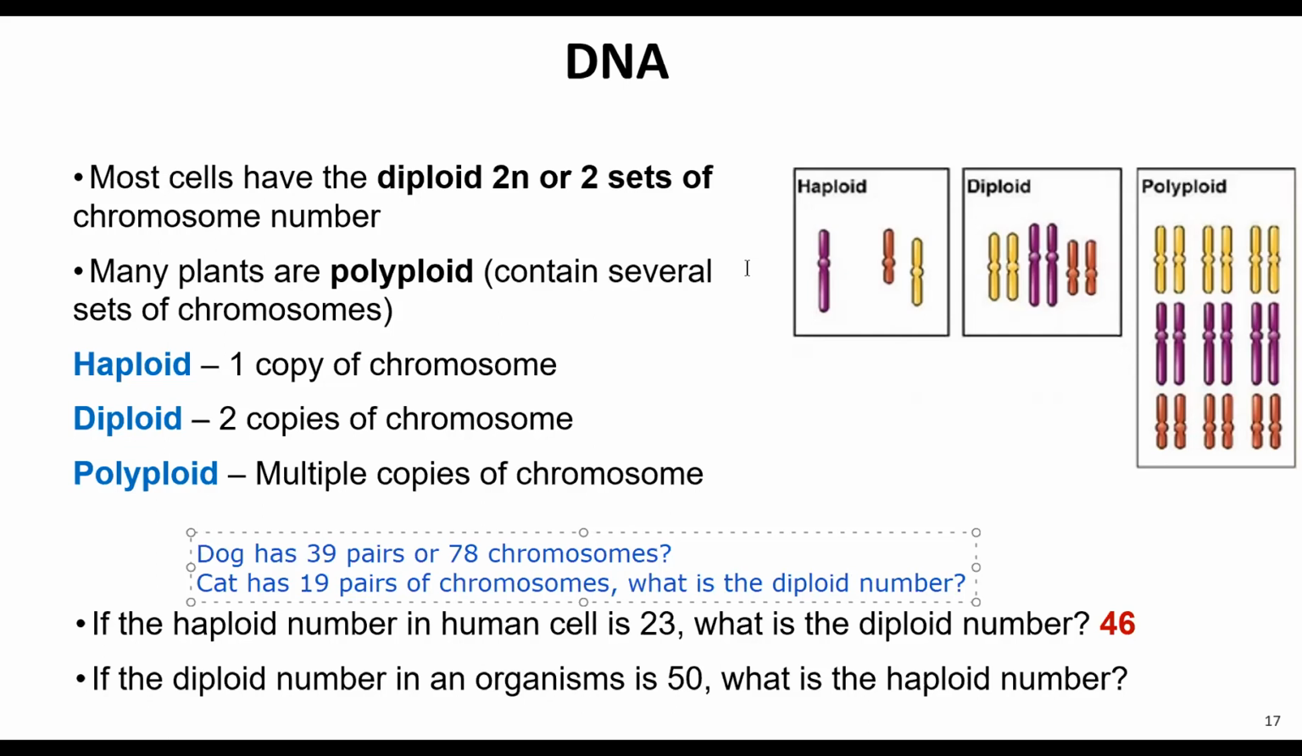Yeah, so there's definitely the right answer, 38. So please note that when we're saying 19 pairs, that 19 is the haploid number, and times 2 is the diploid number. Okay, so it's good to know some of these.